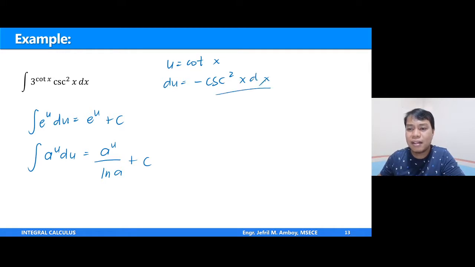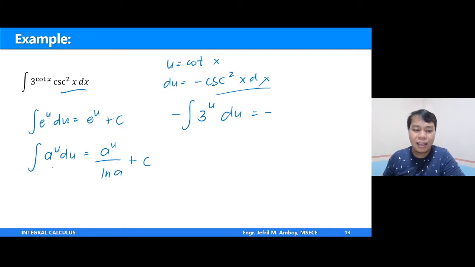So, this should be present. Kaso nga lang, ito positive, ito negative. That's why, kapag nag-represent tayo using u substitution, dapat negative din siya. Negative of the integral of, meron tayong 3 raised to u, and then, itong cosecant squared x dx is just negative of du. So, ma-integrate mo na siya ngayon.